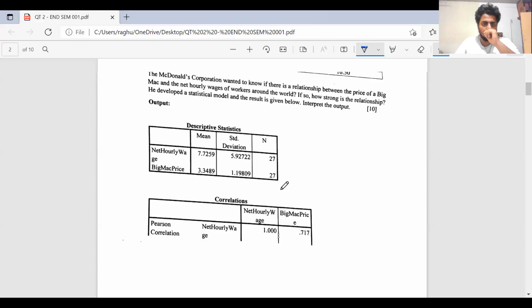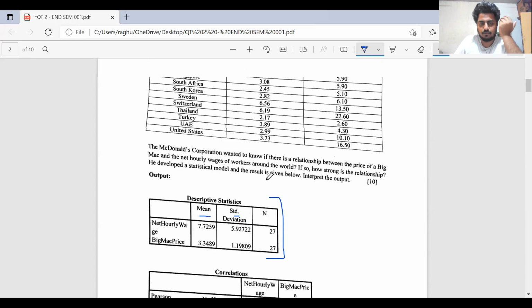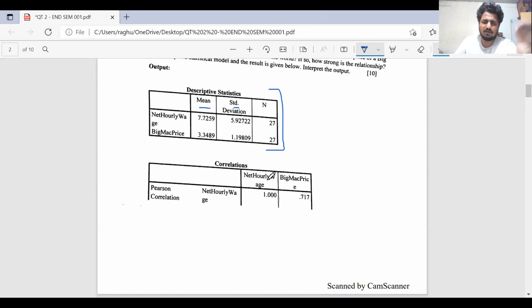Now coming back, this table, which is the descriptive statistics table, can be ignored because we don't get much out of it. Just knowing the mean and standard deviation of our data does not give a very big output in this particular case, or in any case that is asked during the exam. So we can skip this part.